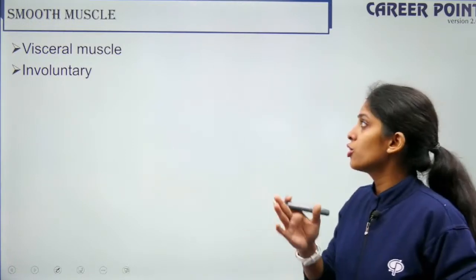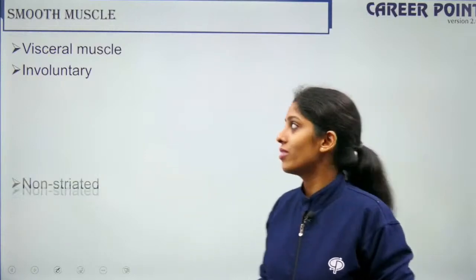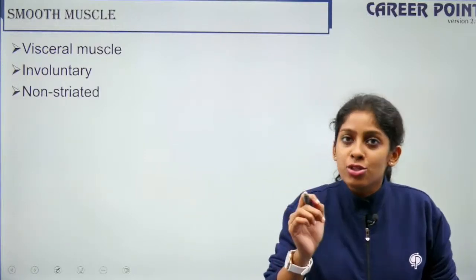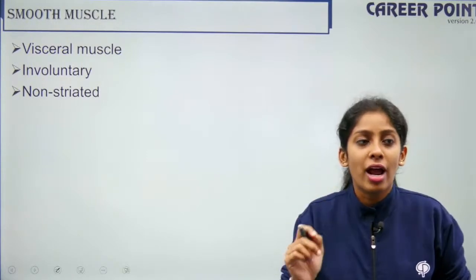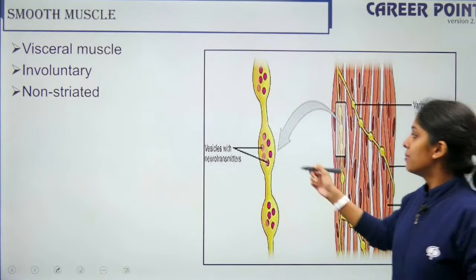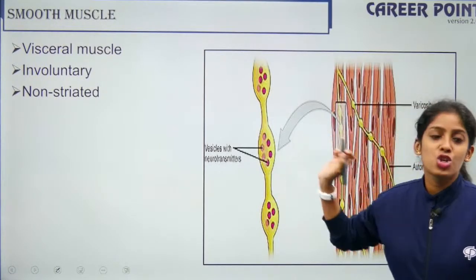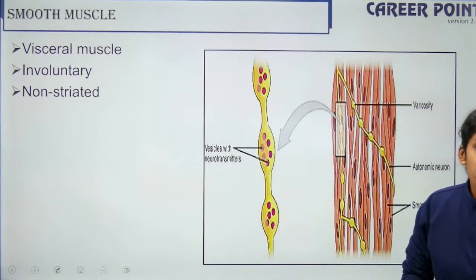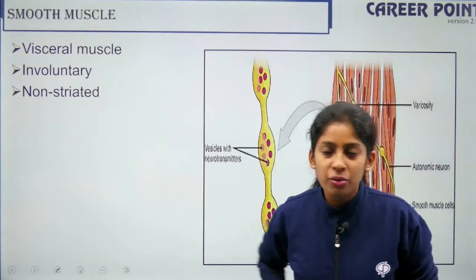So smooth muscles are also known as visceral muscles and they are involuntary. But these do not have stripes, so they are non-striated in appearance. This is how they look. They don't have stripes. They only have a nucleus, and this is your visceral muscle. Fine? They are non-striated.